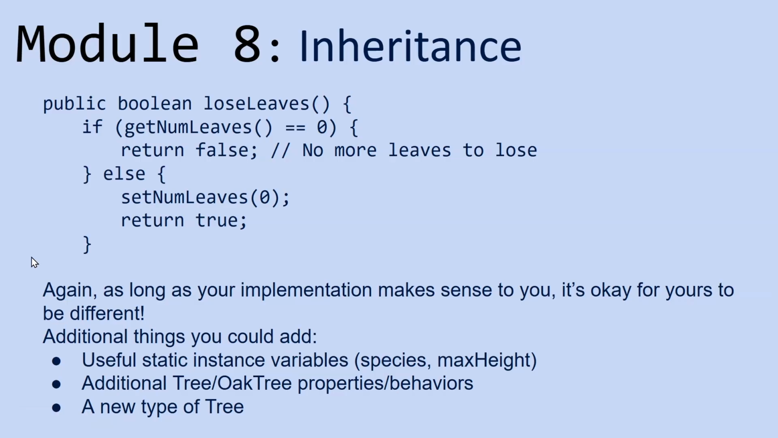But try writing it on your own. Since the numLeaves instance variable is in the superclass, we can't access it directly in the subclass, but we can access it through getters and setters. So for this if statement, to see if we're losing all our leaves, we can use our getter to check if the number of leaves is equal to zero. And if it is equal to zero, well, it's not like we can lose our leaves. There's no more leaves to lose, so we return false.